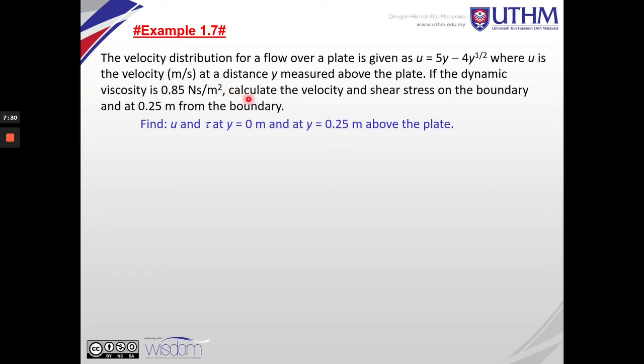So they ask to calculate the velocity and shear stress on the boundary, where the y distance is 0, and at 2.25 meter from the boundary. So find these values. Given the viscosity here is 0.85 Newton second per meter squared, and this is the velocity distribution. So we take the velocity distribution and use du over dy.